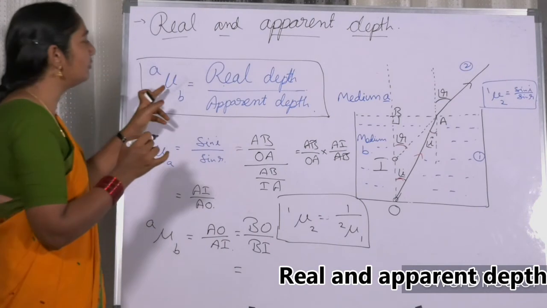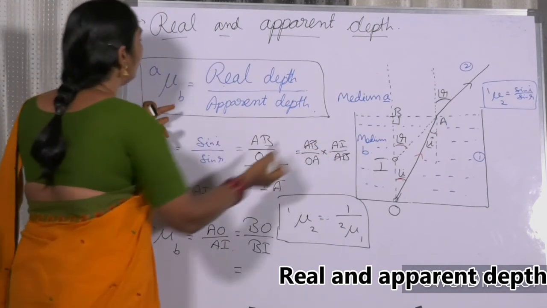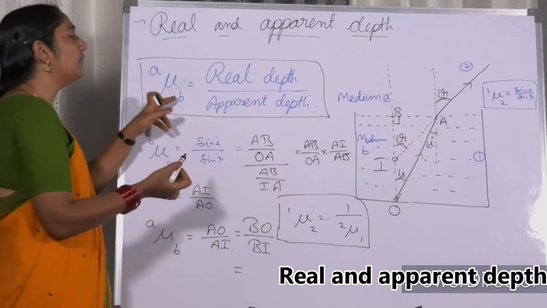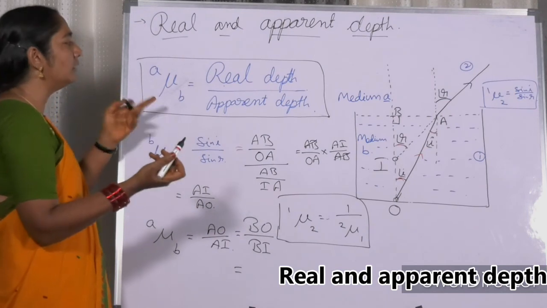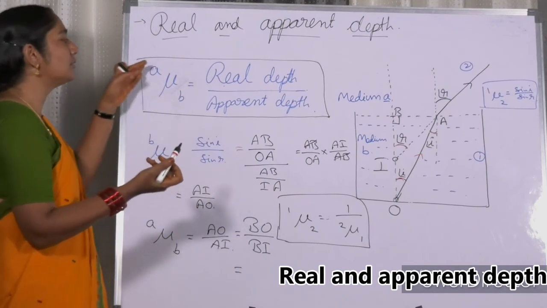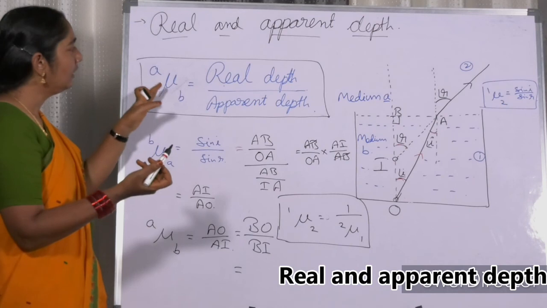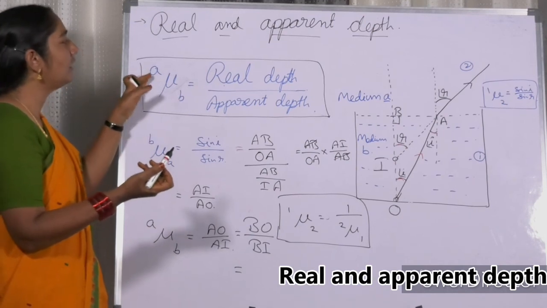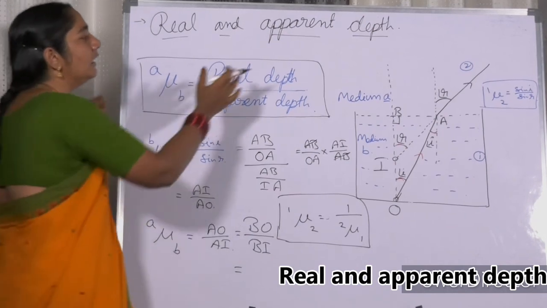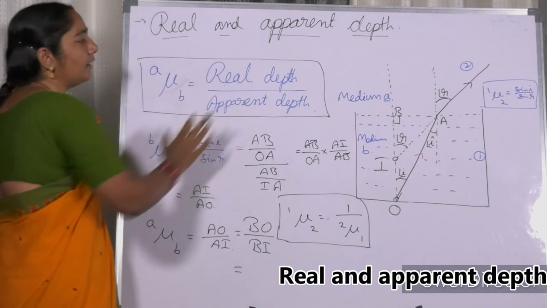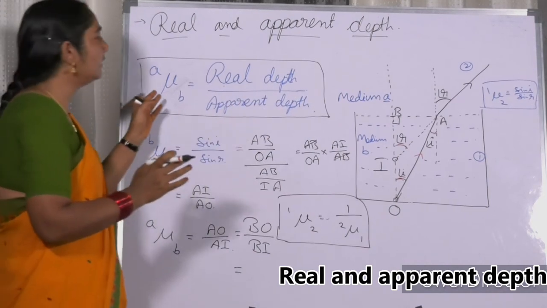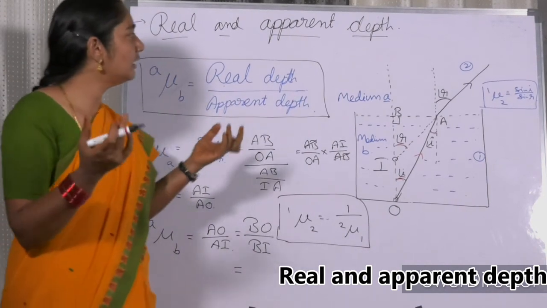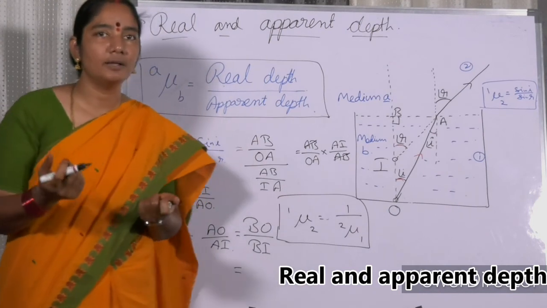The refractive index of medium B, that means water. Generally we take water as the medium, so the refractive index of water with respect to air is equal to the real depth by the apparent depth. So we can get the refractive index if we know the real depth and the apparent depth.